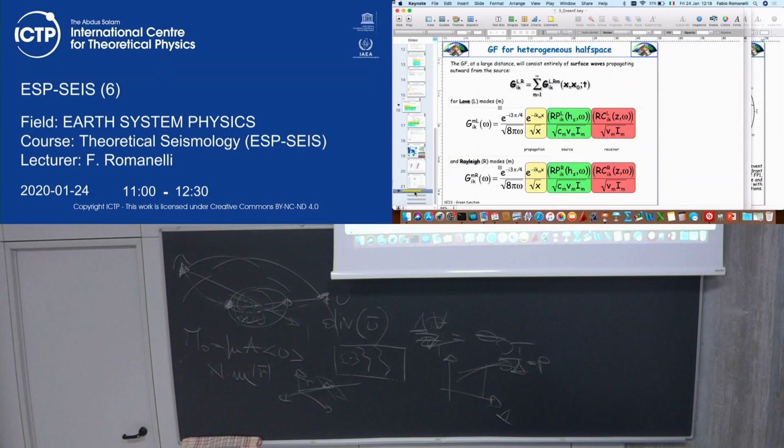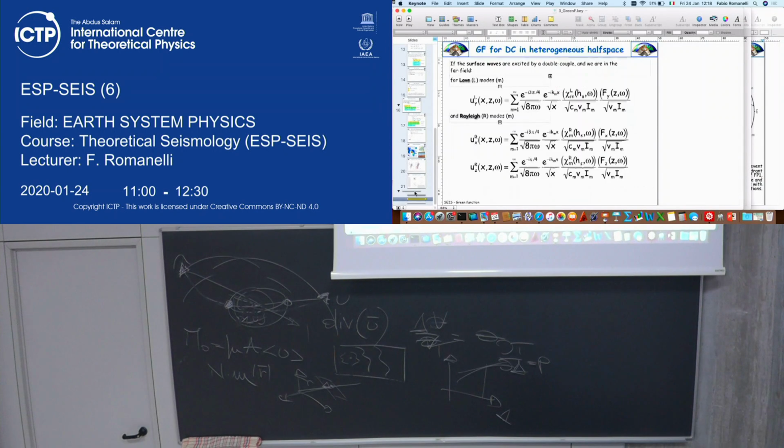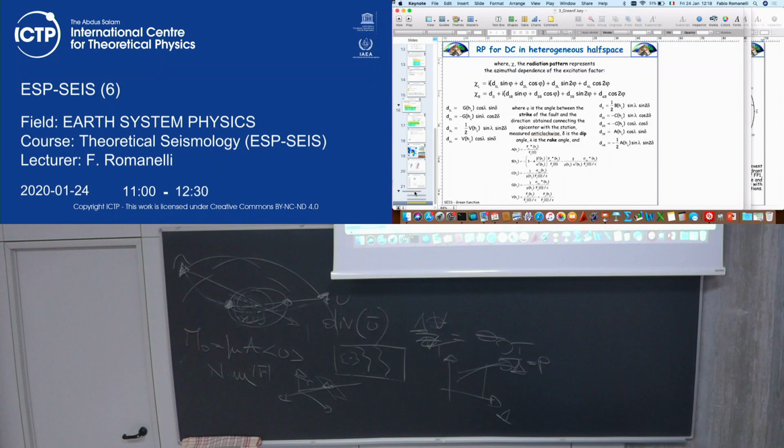You see they are hidden. That's the Green's function. Okay. That's the expression for the radiation pattern for Rayleigh and Love. Of course, Rayleigh will be a mixture. Love will be just pure SH.